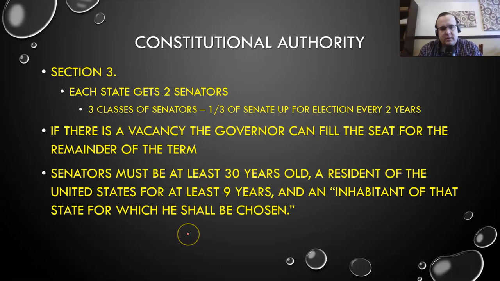So, Section 3, each state gets 2 senators. There are 3 classes of senators. A third of them are up for election every 2 years. All right. So, if there's a vacancy, the governor can fill the seat for the remainder of the term. He can just do it. He doesn't have to hold an election.